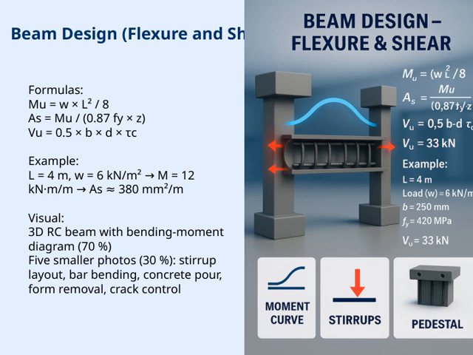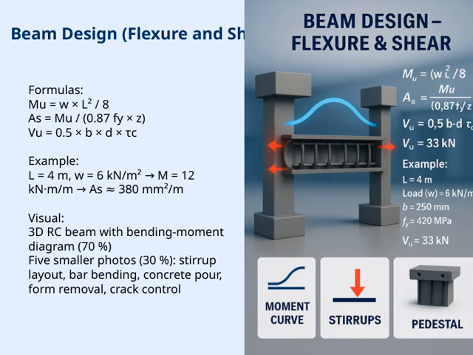Let's look at an example. Suppose the span L is 4 meters, and the load W is 6 kilonewtons per square meter. Plugging into the formulas, we get a maximum moment of 12 kNm per meter, and the steel area needed is approximately 380 square millimeters per meter.